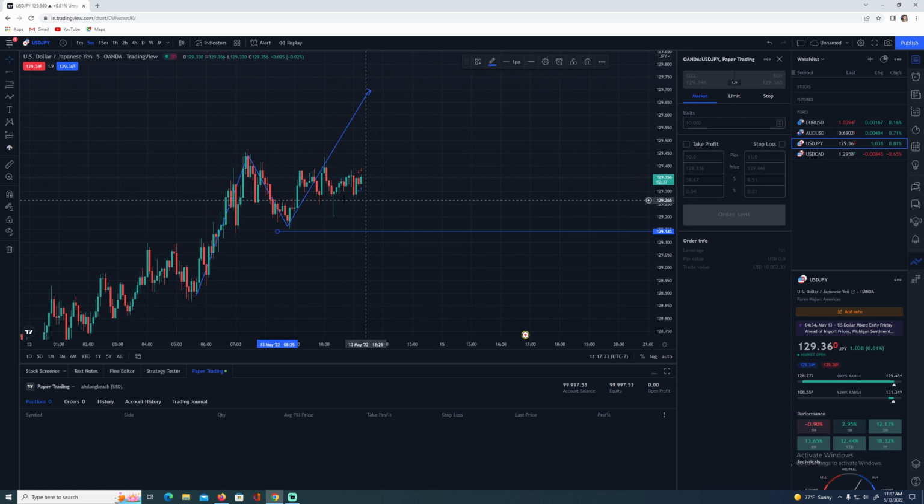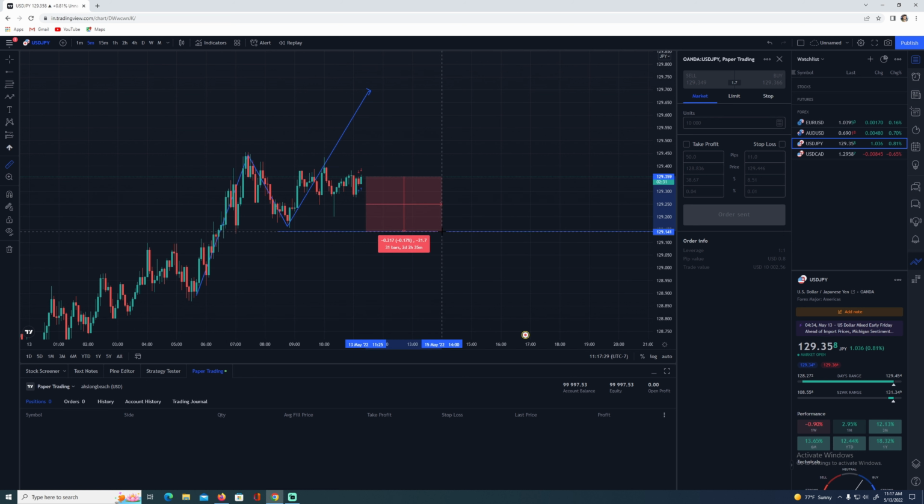Okay. So what I will have to do, I have to first really quick find out how many pips this is. This is 21 pips, right?